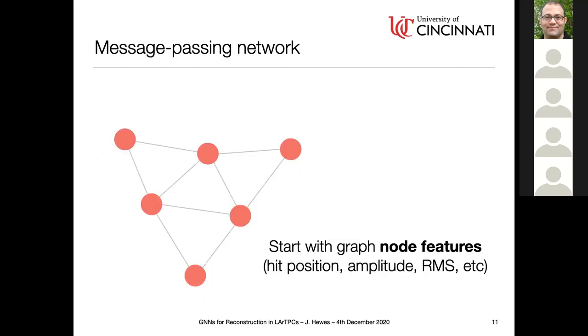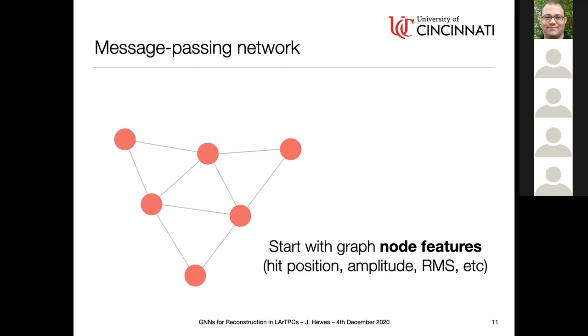So I can show a little cartoon of exactly what this means. If you imagine that you start with your graph, in this case, let's imagine it's the hits in your detector. Each one of the nodes is a hit in your detector, and you know some features of each hit coming in. You know, for instance, where in the detector this hit occurred. You know the amplitude of the hit, in terms of if you fit a Gaussian, you have an amplitude and an RMS that you can fit there. So we have these nodes, and we have some features coming in.